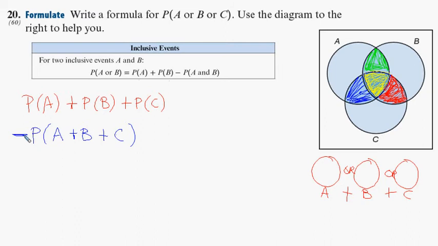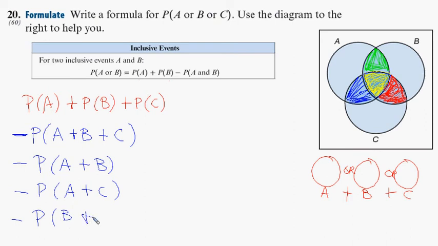But we still have to take this green, red, and blue section out because there's some overlap there. How can we represent the green section? That's the probability of A and B occurring, okay? How do we represent the probability of that blue section? Maybe it looks purple to you, I don't know. But that's the probability of A and C happening. And then of course, we have the probability of the red section, which we have to take out because it's like we double counted it. So that's the probability of B and C happening. And that is our formula.